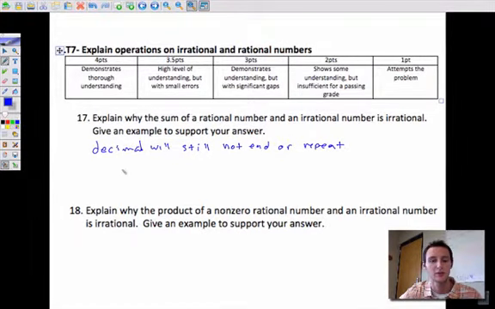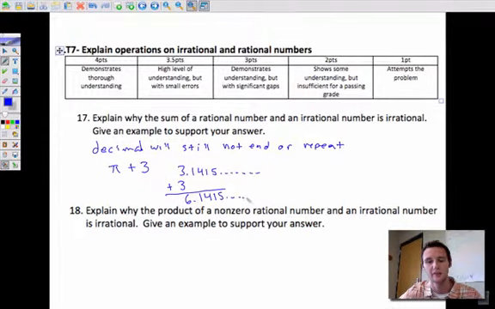And you can give an example of something like, maybe you start with pi as your irrational number. If you add a rational to it, so if we do pi plus 3, it will still be 3.1415... Adding 3 to it just makes it 6.1415, etc. Okay, you still have this never-ending, never-repeating decimal. And that's why it stays irrational.